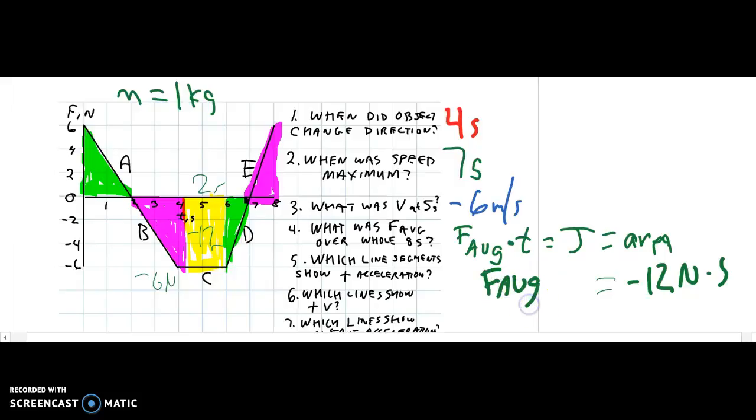And then multiplying by the time. So I'm looking over all 8 seconds. So negative 12 divided by 8. And those are both seconds. That's 8 seconds. Seconds cancel. So I'm left with newtons. So I'm happy with that. 12 divided by 8. That is 1.5, or negative 1.5 for our force average.